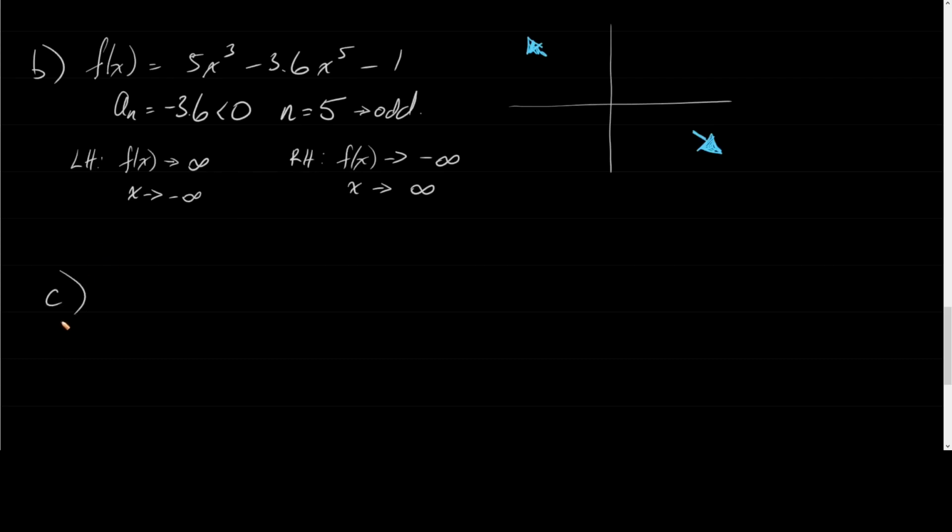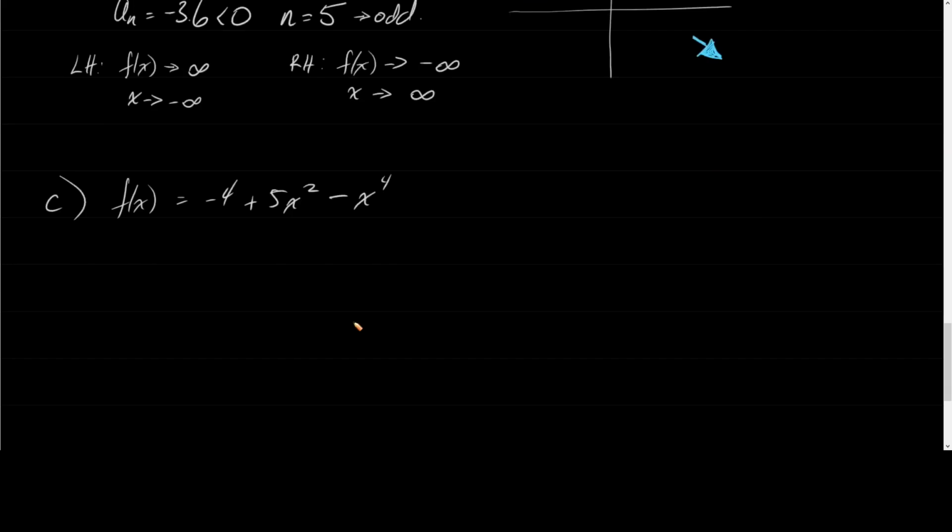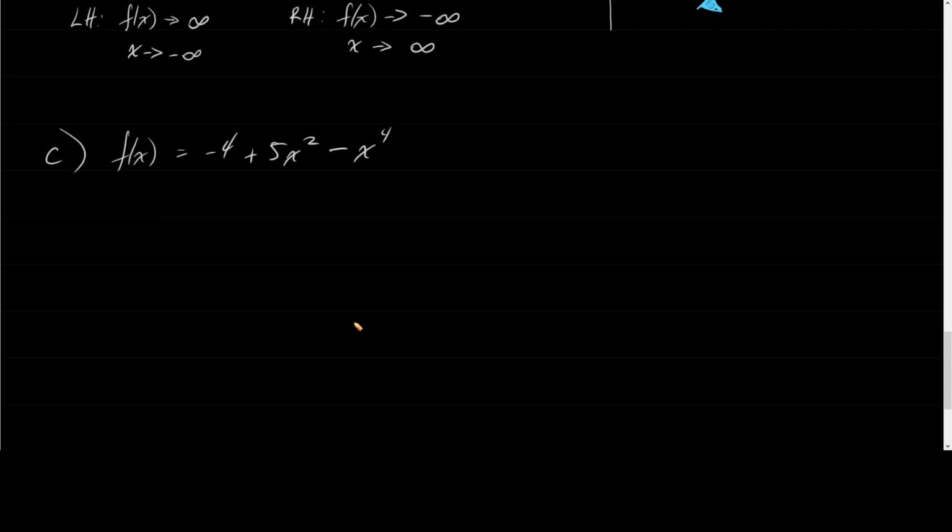So let's say I have f of x is equal to negative 4 plus 5x squared minus x to the 4th. All right. So once again here, we're going to say, well, what is our leading coefficient? What is our degree? All right. So our leading coefficient here is negative 1, which is less than 0, because our degree here is 4, right? So it depends on this term right here. So our leading coefficient is negative 1. Our degree is 4. Now, what does that look like?